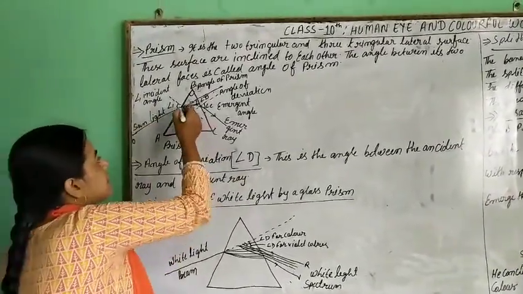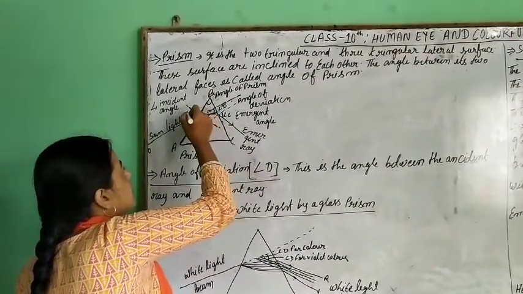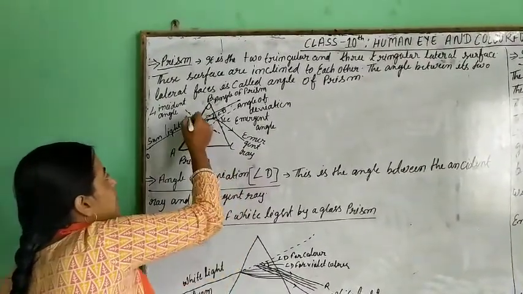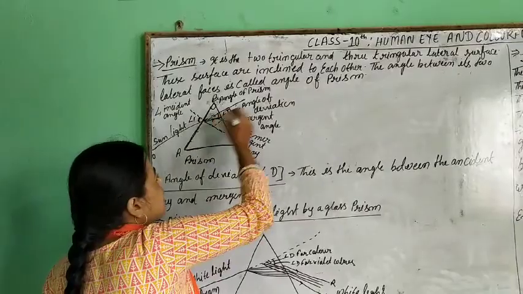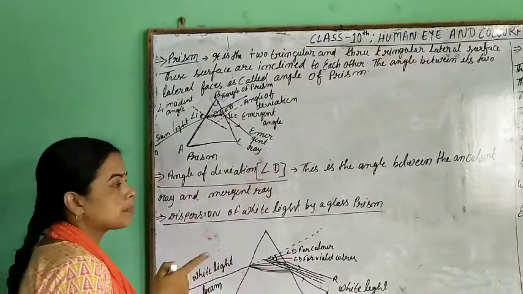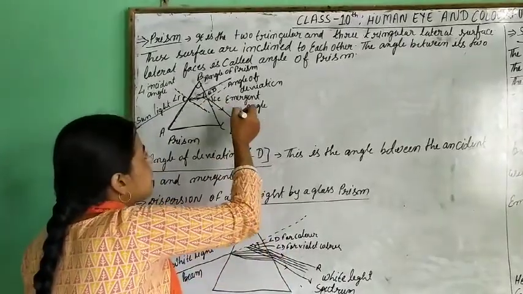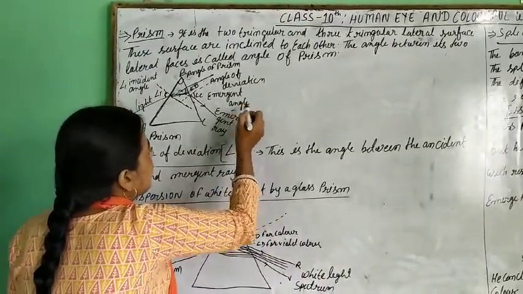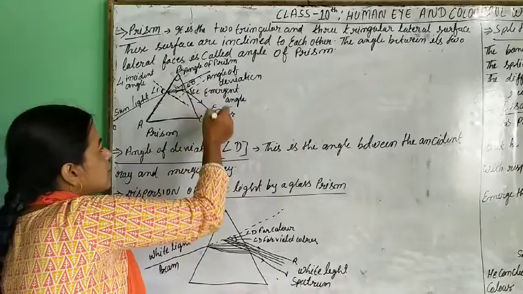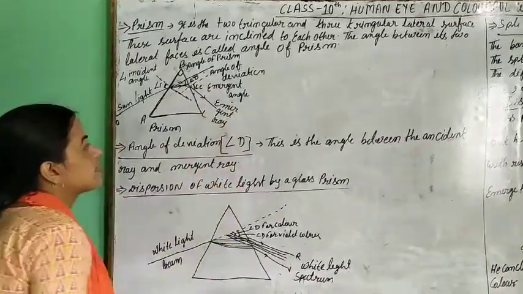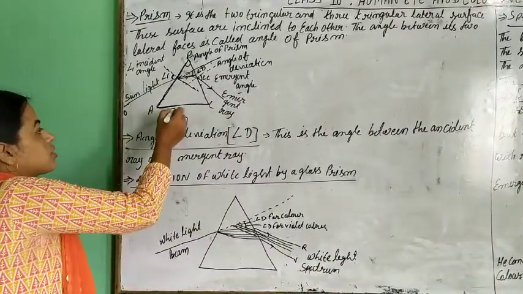This is the sunlight. This makes angle i, the angle of incidence, and when it splits and comes out of the other surface, this is angle e, the angle of emergence, and the ray is the emergent ray. So this is the structure of a prism.